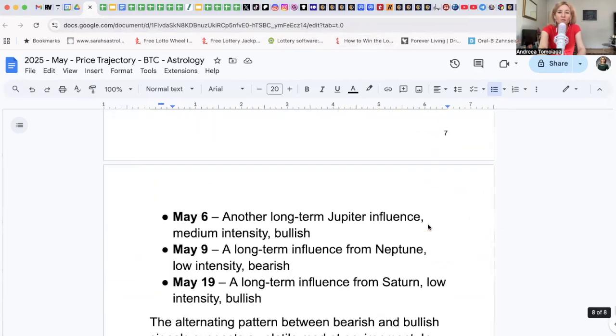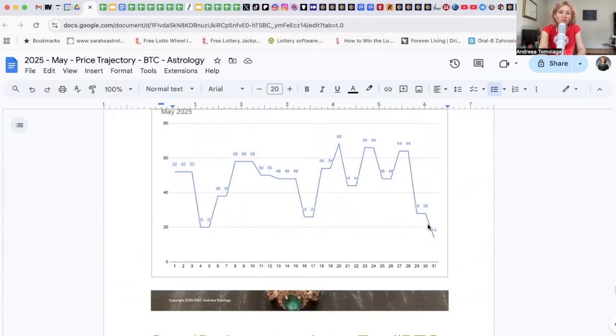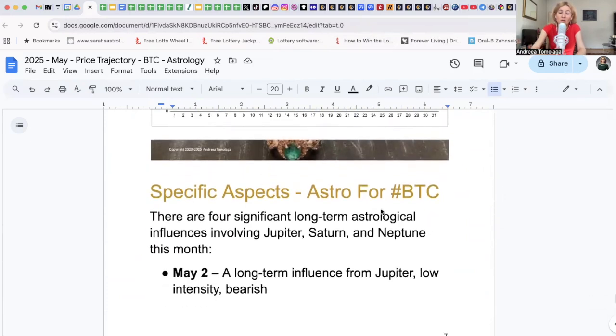And now I would like to point your attention towards this section, which is also to be found in the monthly calendar, in the normal one, not the price trajectory. And this is really about the long-term influences, and there are 4 of them. So 3 of them are in the first part of the month, and 1 is towards the middle. We do have on the 2nd of May a long-term influence from Jupiter, which is low intensity and it's bearish.